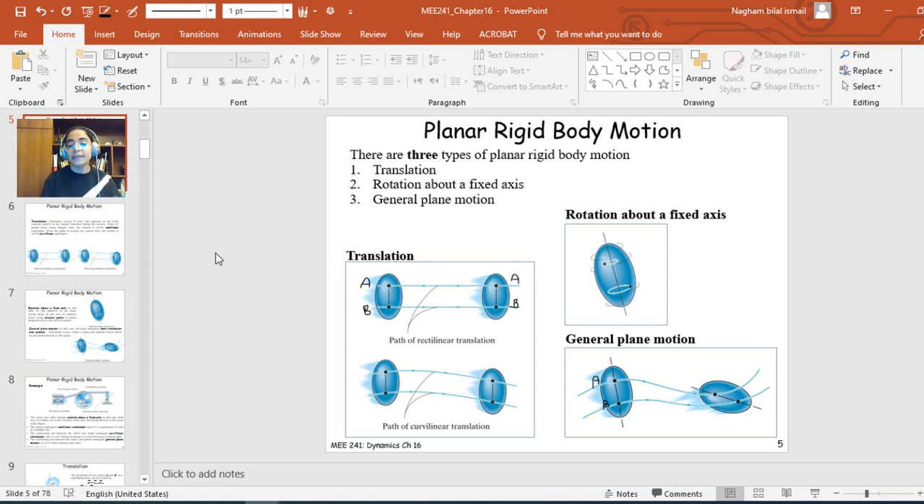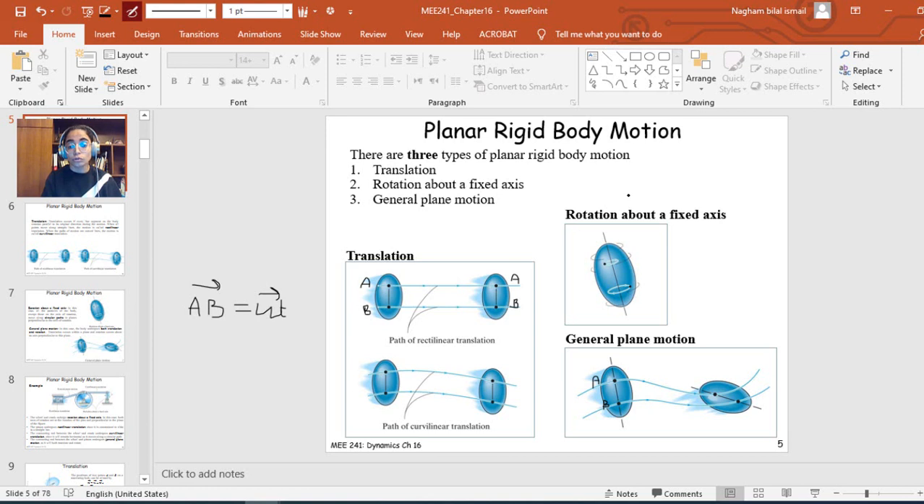Now, if I have a translational motion, even if it is a curvilinear translational motion like this case, so if it is a rectilinear translation or a curvilinear translational motion, you have to know that the vector AB will be always constant in vector. So in translational motion, AB will always be constant in vector. It's constant in magnitude because this is a rigid body motion, this is a non-deformable body. And it's constant in vector or it's constant in direction because this is a translational type of motion.